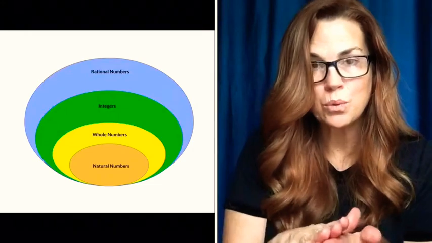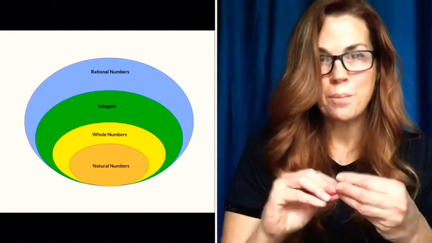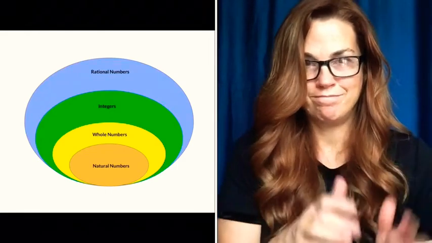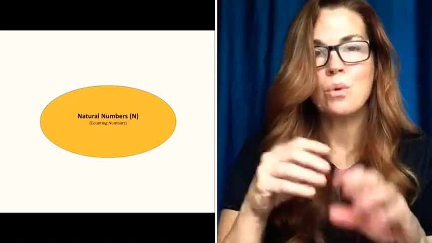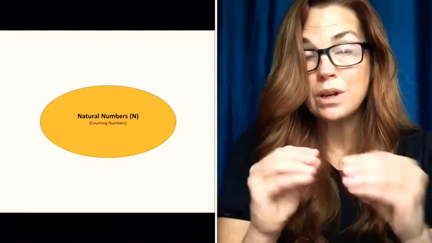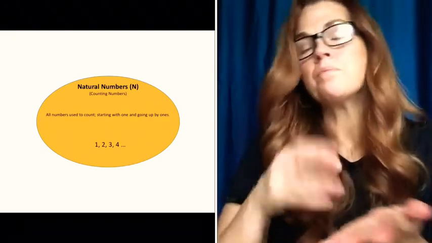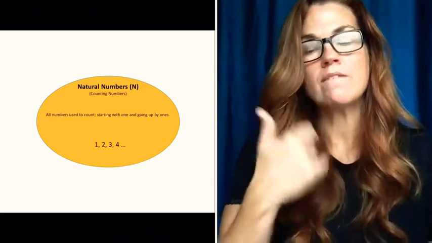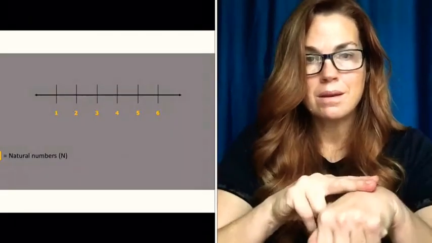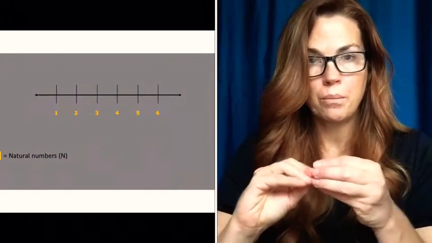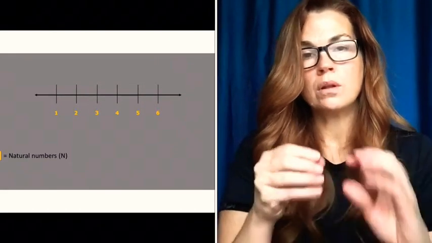When we talk about number sets, these are the sets we'll be working with: natural numbers, whole numbers, integers, and rational numbers. Natural numbers use the symbol N, and they are in fact counting numbers. When we talk about natural numbers, we're talking about all numbers used to count, beginning at 1 and going up by ones. 1, 2, 3, 4, and so on. When we look at a number line or graph of natural numbers, this is what we expect to see. Numbers beginning at 1, going up by ones.